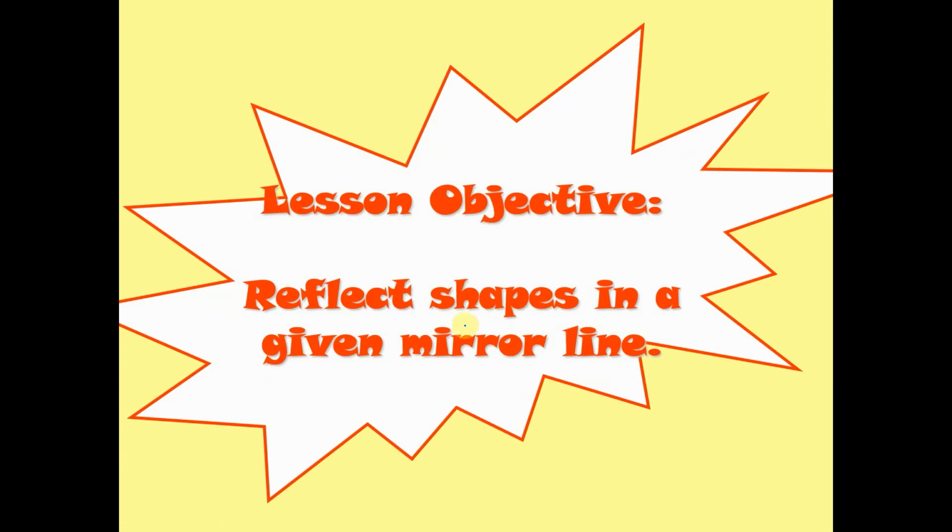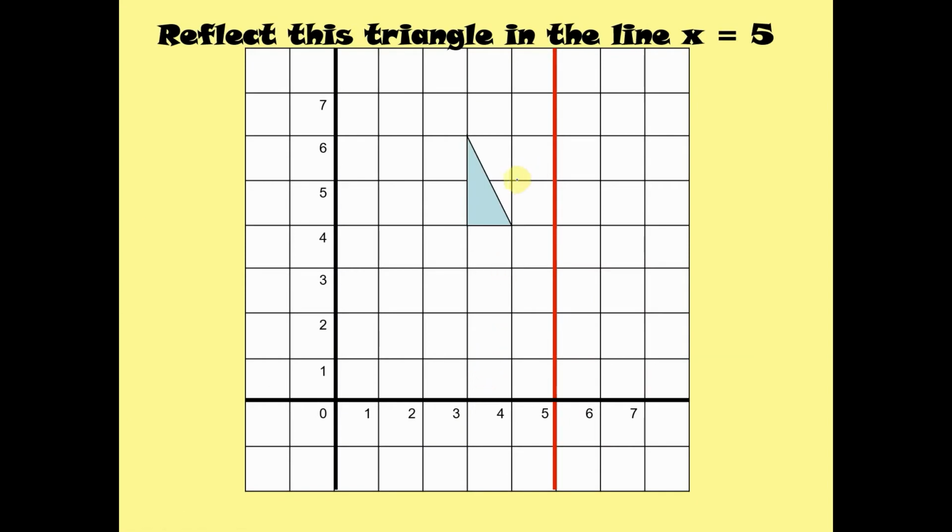But today's lesson is about reflecting shapes in a given mirror line. So let's take this triangle. Reflect this triangle in the line x is equal to 5. This red line over here is the mirror line, where we are going to put the mirror. Of course, this line in maths is called the line of reflection.